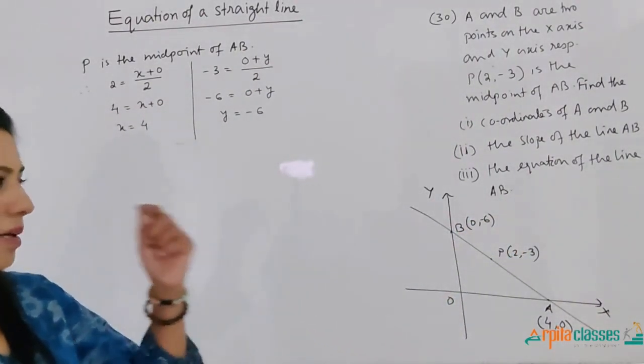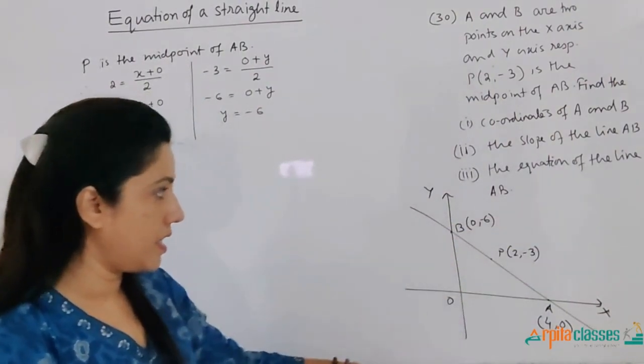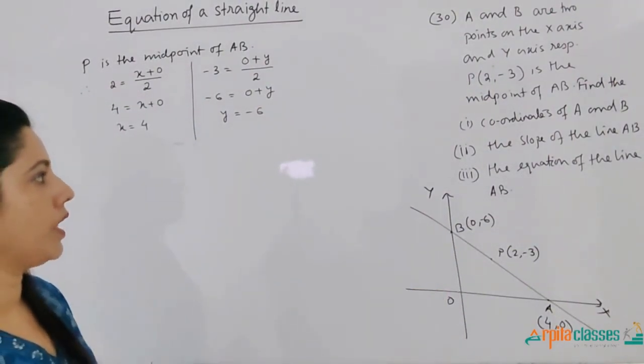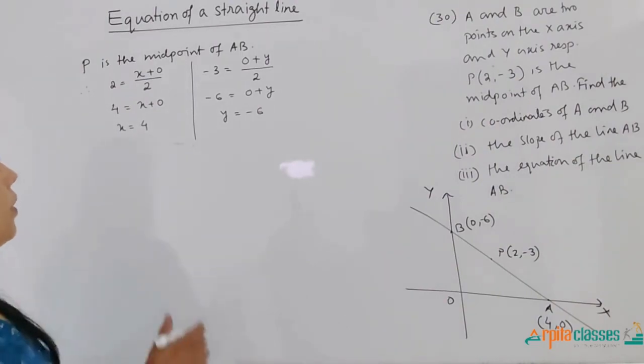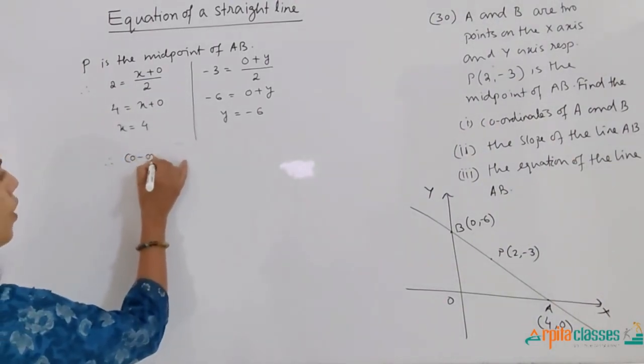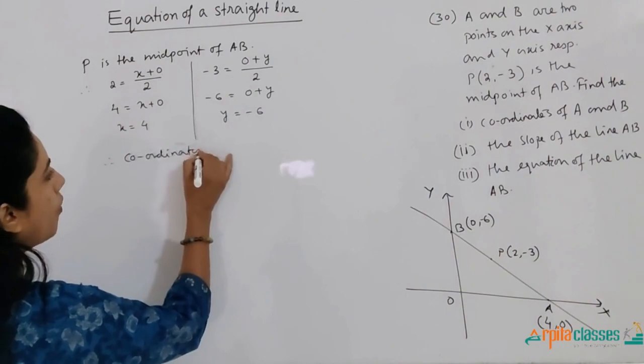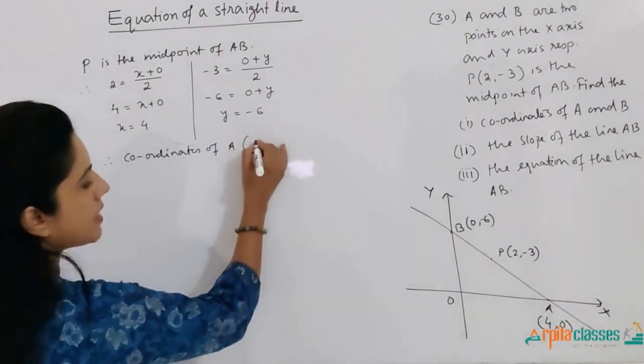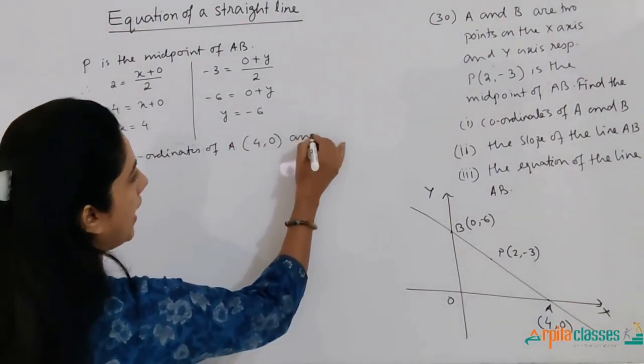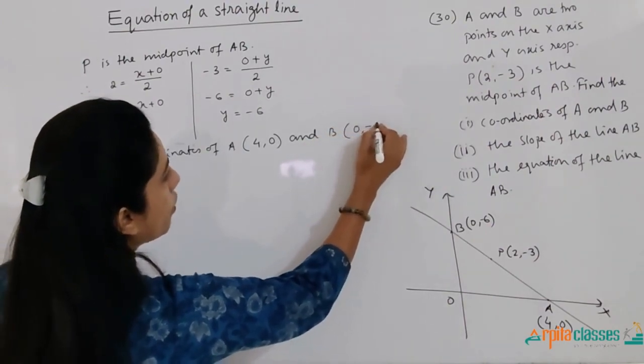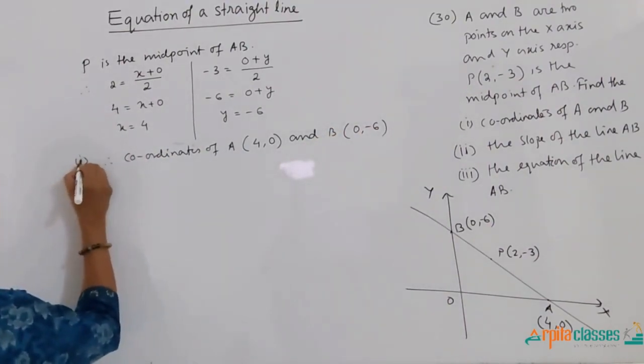Don't worry about the diagram, that's fine. The line should be like this, but it's okay. It's just for your reference, okay? So coordinates of A and B we got. Therefore, coordinates of A is (4, 0) and B is (0, minus 6). This is your first point.